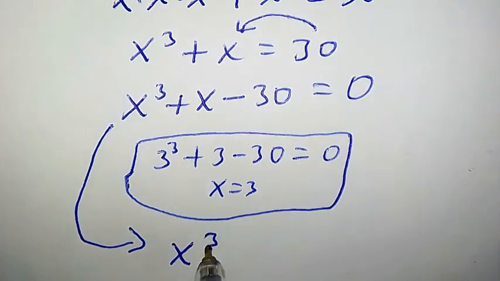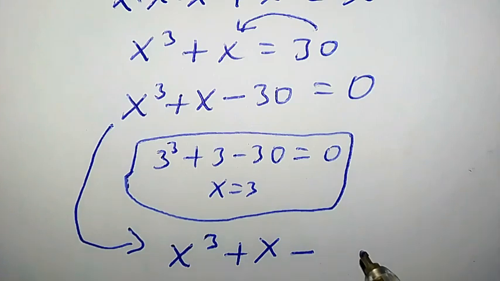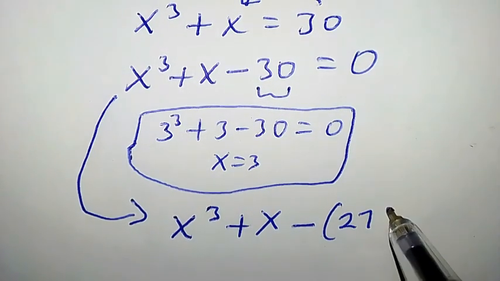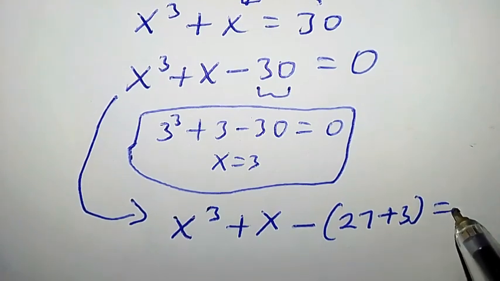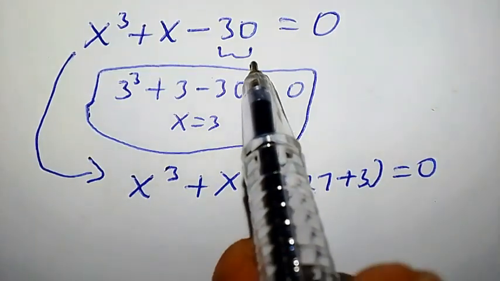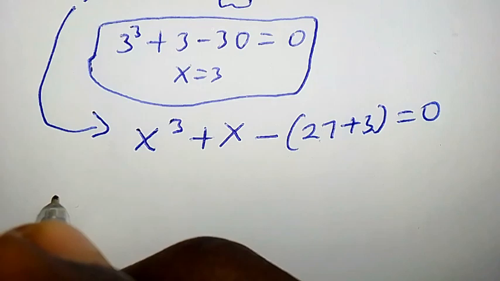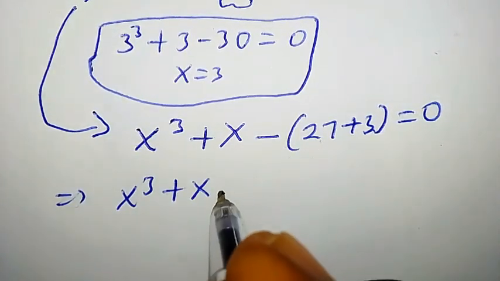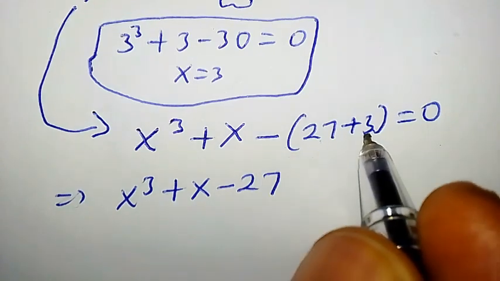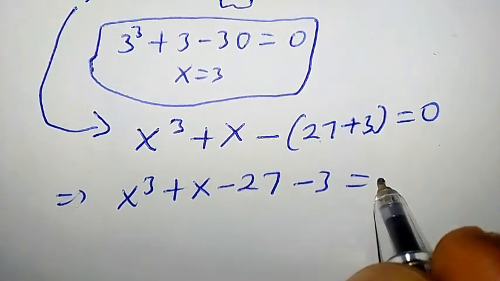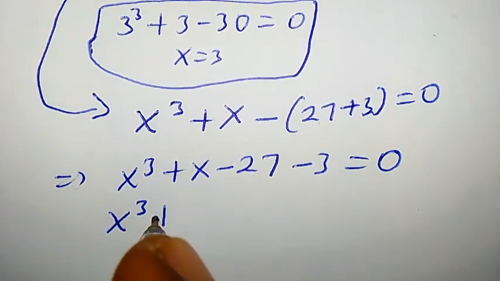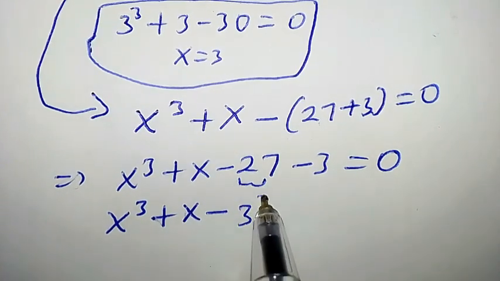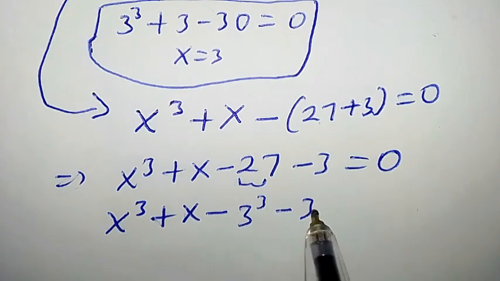x to the power of 3 plus x minus, we will now write 30 in terms of 3. We're going to have 27 plus 3 equal to 0, because 27 plus 3 will give 30. Now let us proceed further. This implies that x to the power of 3 plus x minus 27, that is negative 27, minus 3, that is negative 3, equal to 0. x to the power of 3 plus x minus, we can write 27 as 3 to the power of 3, minus 3 equal to 0.